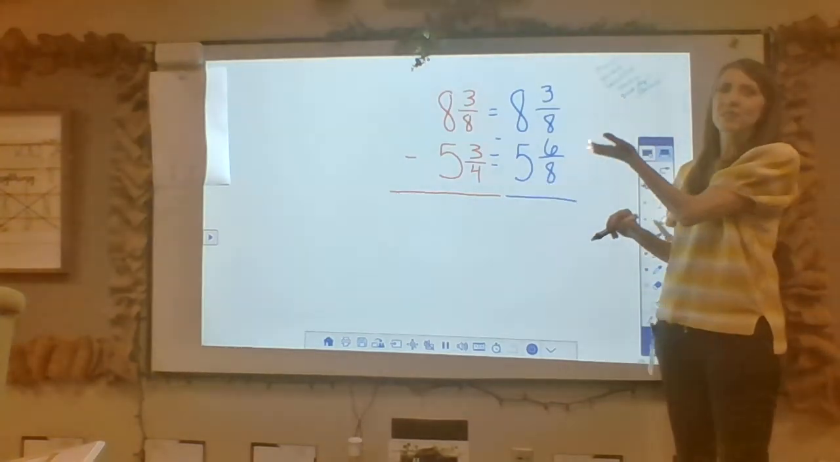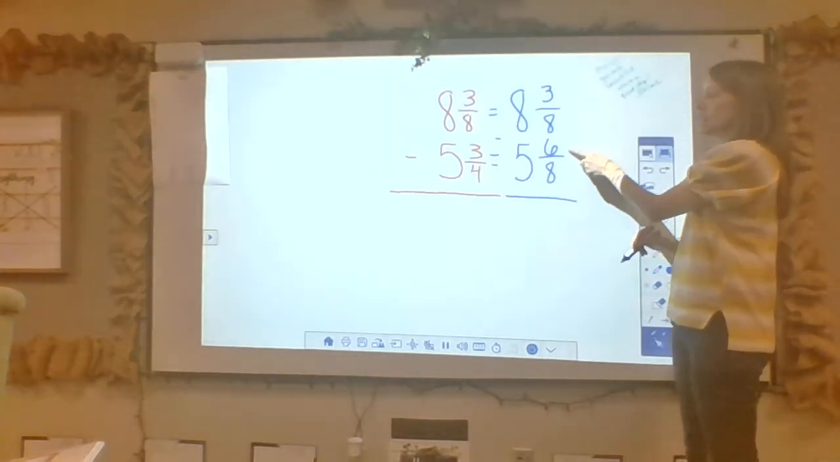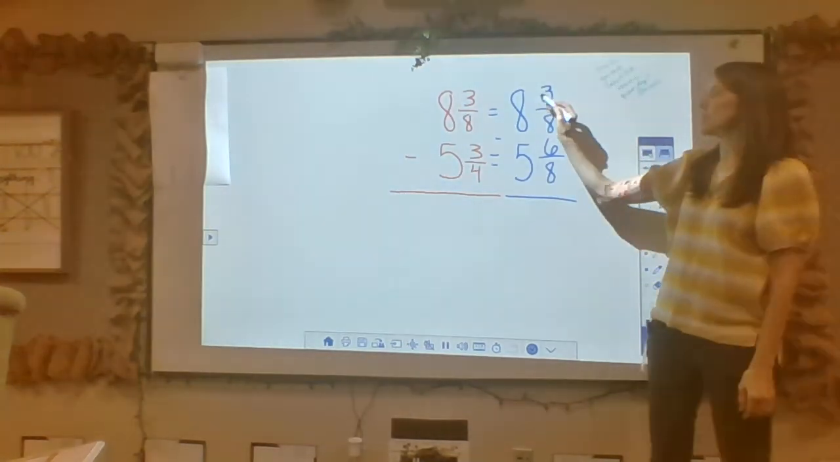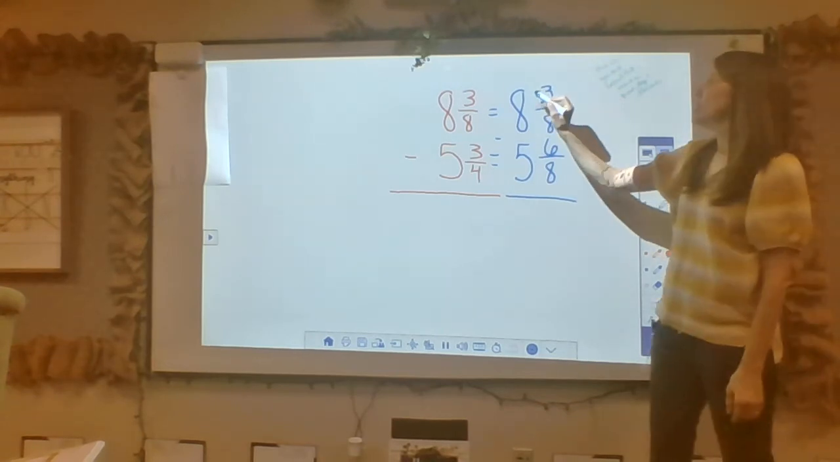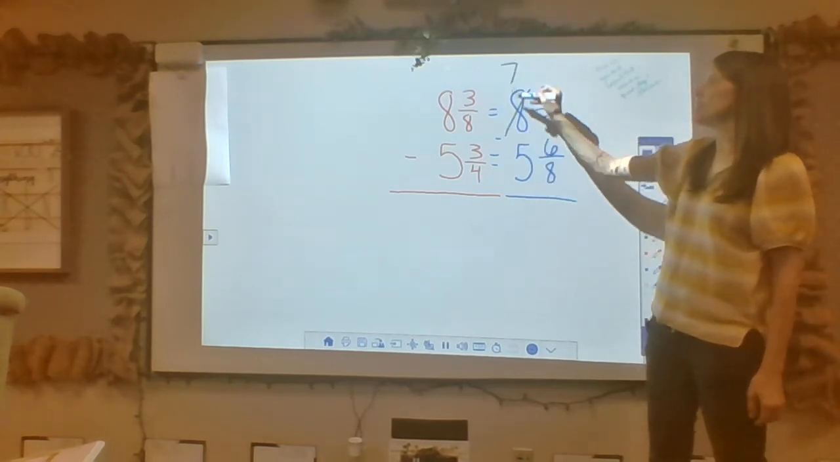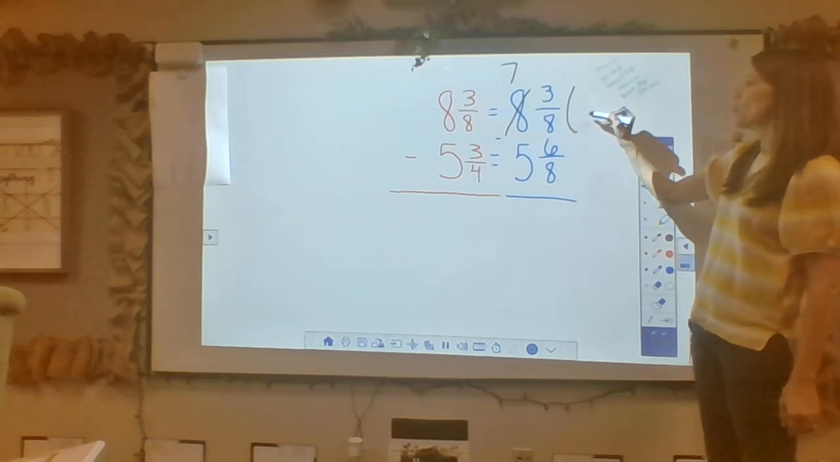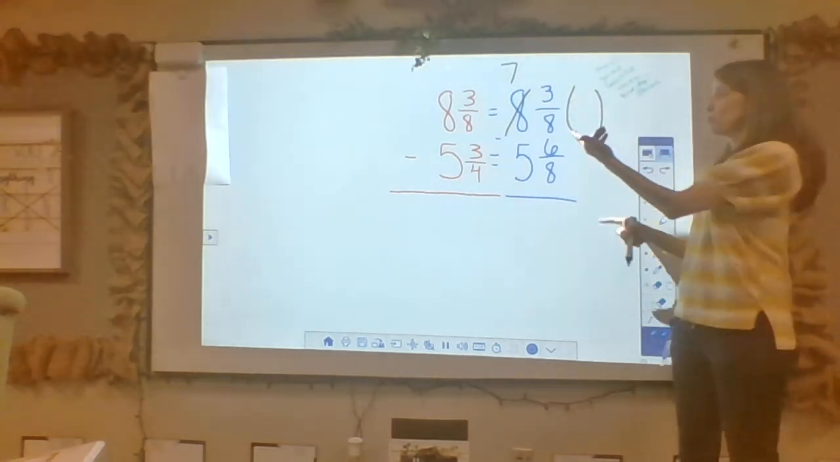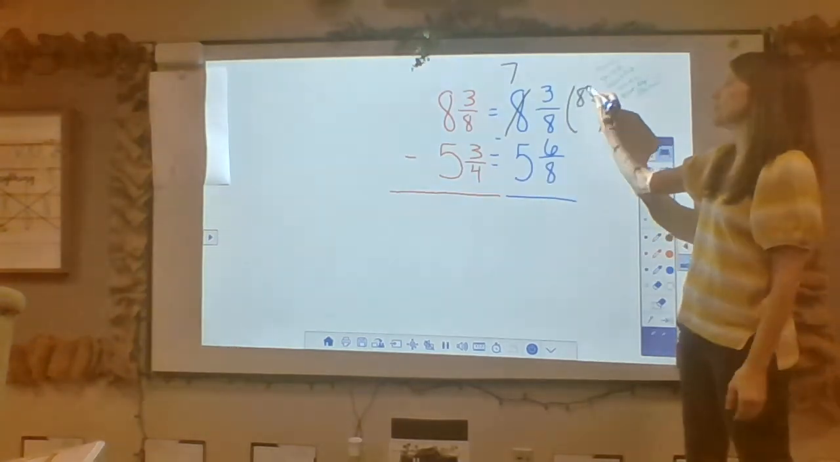Now here's where we run into our new problem. 3/8 minus 6/8. Can you do it? No. Nope. Here we go. Borrow time. Let's borrow 1 from here, and that becomes a 7. And now what are we going to add? We're going to add a whole. What would that be? 8/8. We're dealing with eighths, so a whole would be 8/8.